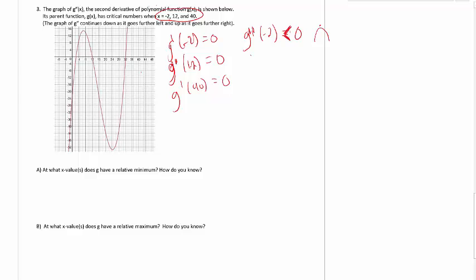G prime of 12 is 0. G double prime of 12, if you go to the graph, that's kind of a problem. That equals 0, which means the second derivative test is inconclusive. So we'll come back to that one.